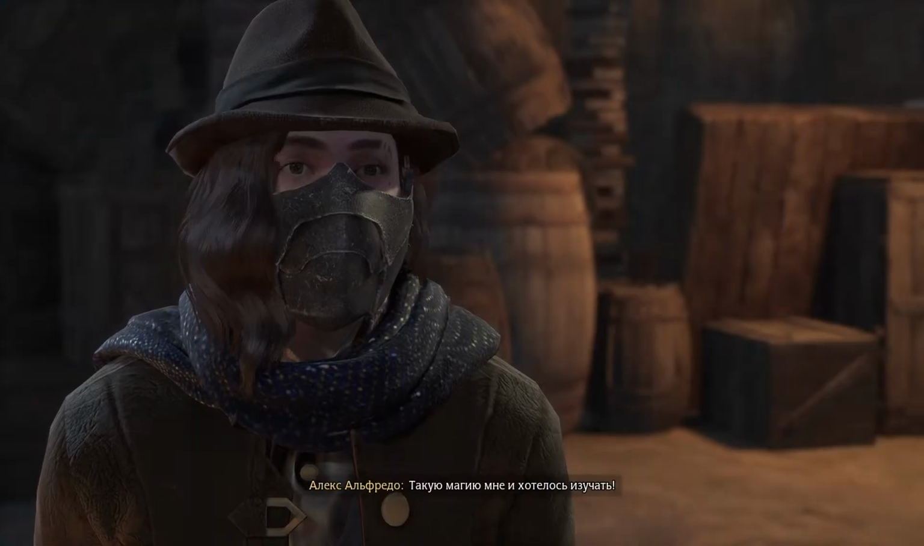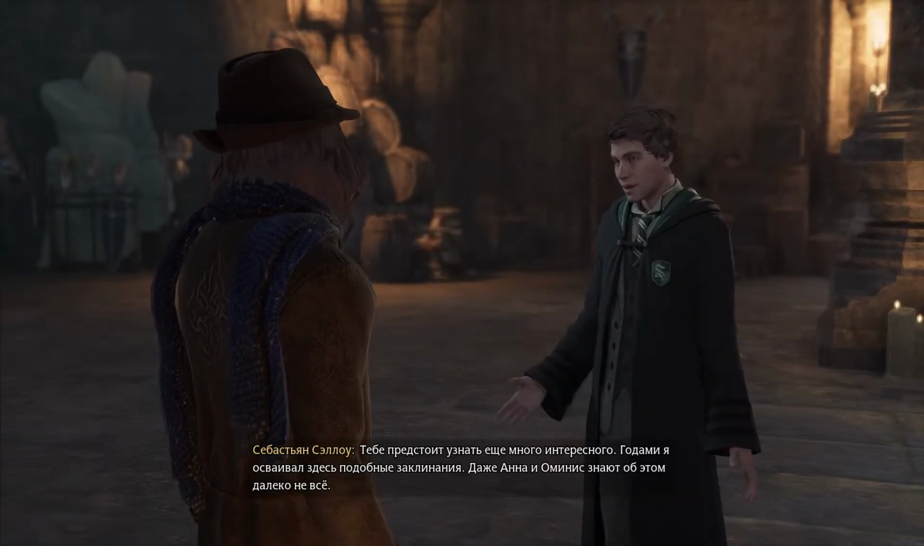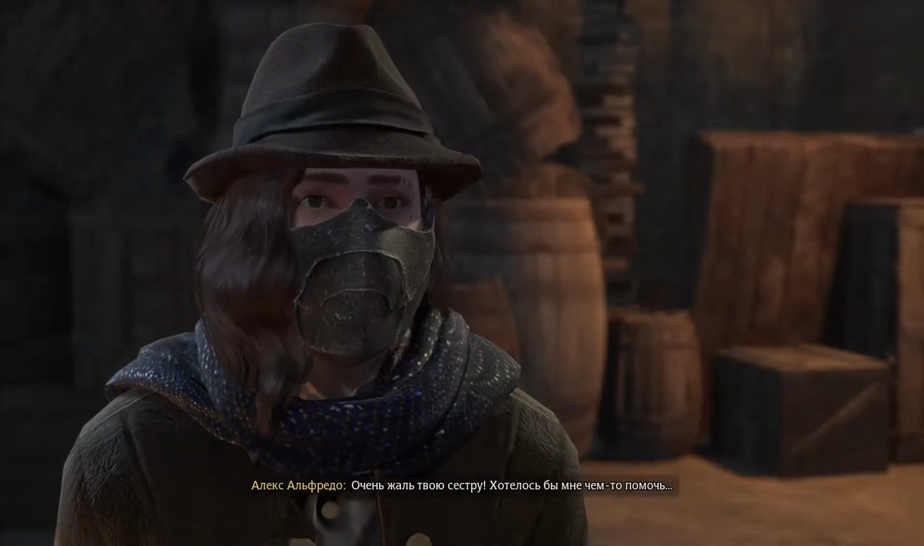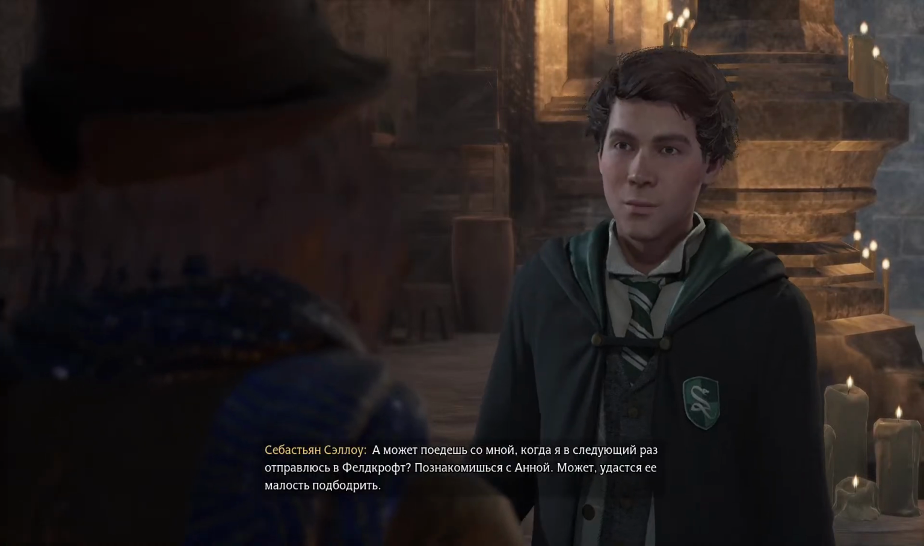This is exactly the type of... There's more where that came from. Been practicing similar spells here for 8... Haven't been here in some time. It's... I'm sorry about your sister. If there's anything like... Perhaps when I next head to Feldcroft, you could come along.